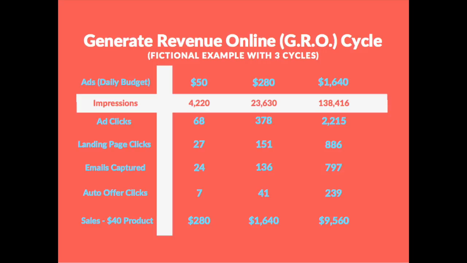The third week, you spent $1,640 on ads. You reached 138,000 people. That's why this makes sense. You got 239 people the third week. Now I stopped it there. Why did I stop it there? Because technically, if you add everything up, you just passed $10,000.